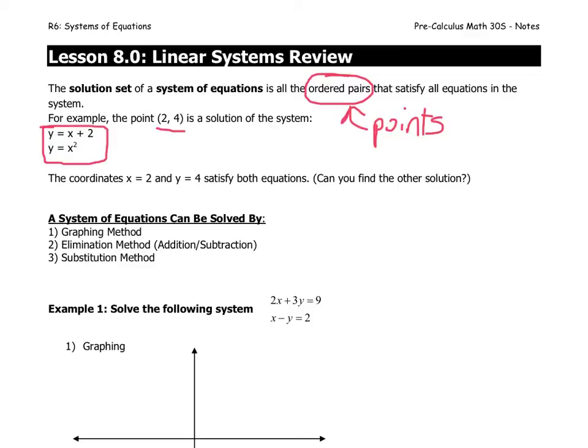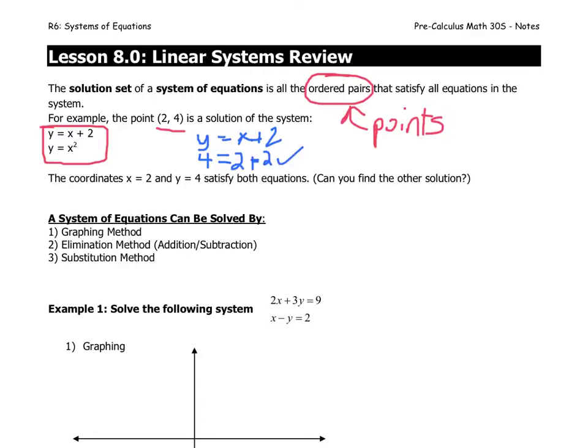and y equals x squared. That's because the coordinates x equals 2 and y equals 4 satisfy both equations. Here's what we can do. We can check that. In the first equation, well, y equals x plus 2. Okay, and now we'll replace y with 4 and x with 2. And hey, of course that checks out.